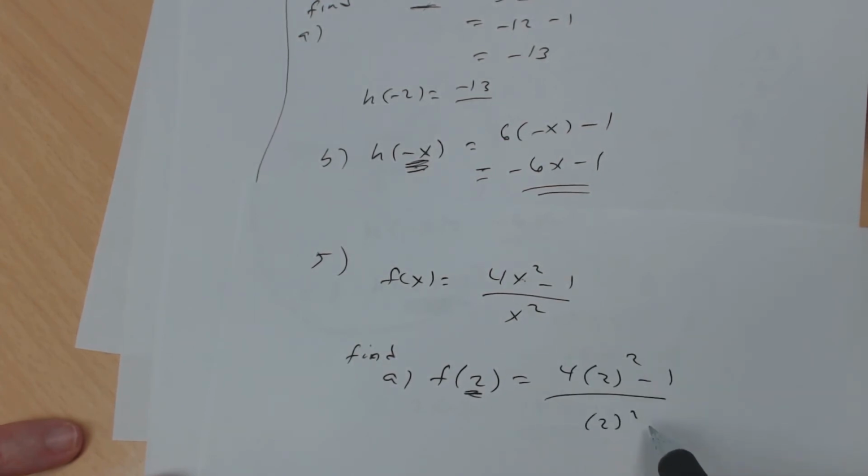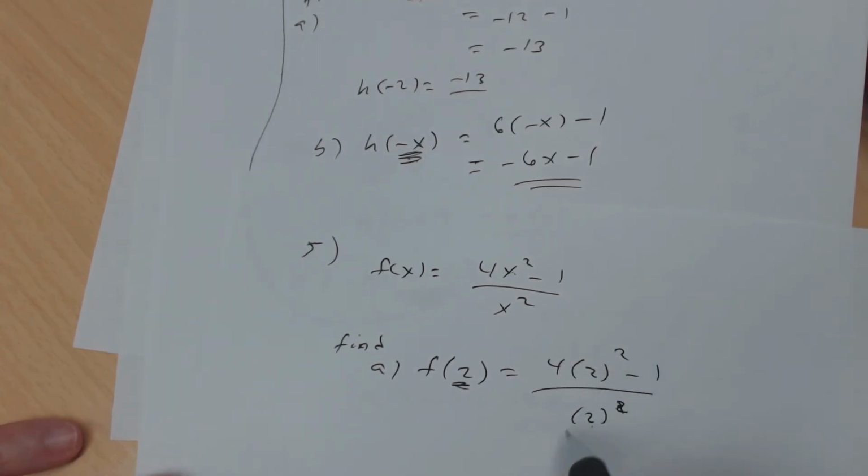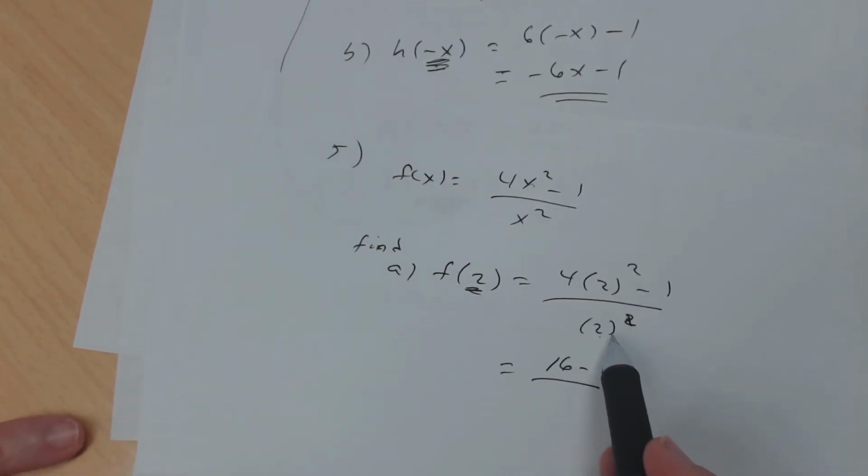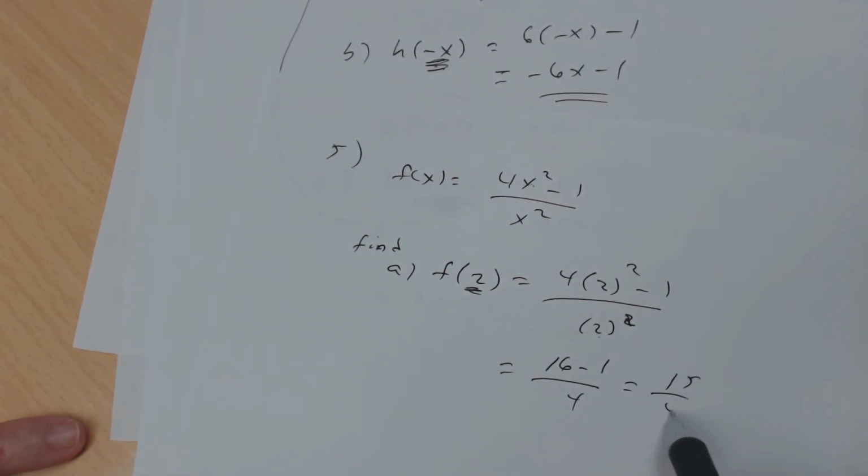So that's 2 squared, and 2 squared is 4. 4 times 4 is 16, so I get 16 minus 1. And then the denominator is 2 squared, which is 4. 16 minus 1 is 15, so you get 15 fourths. So f of 2 equals 15 fourths.